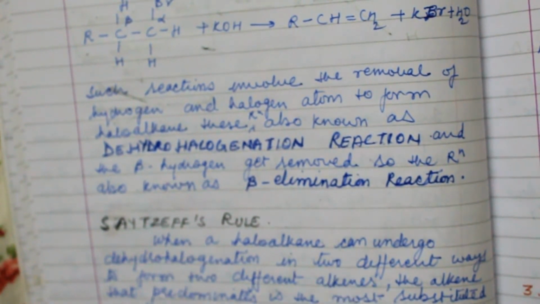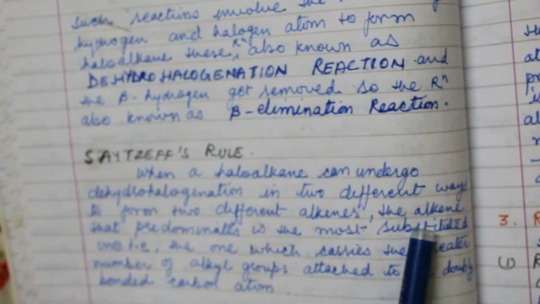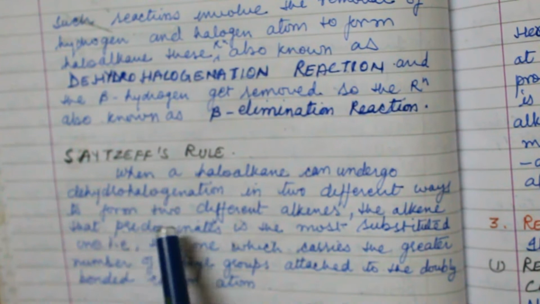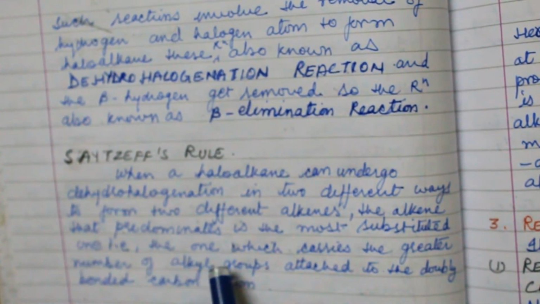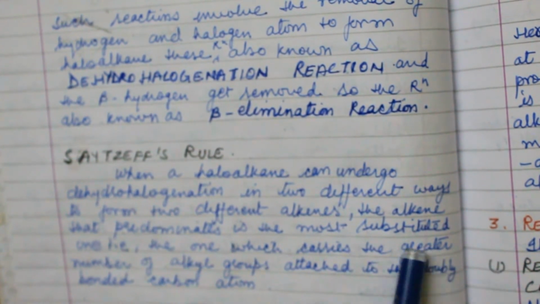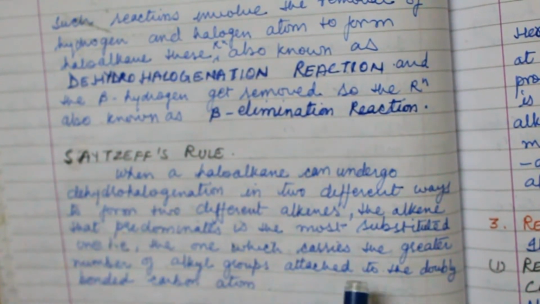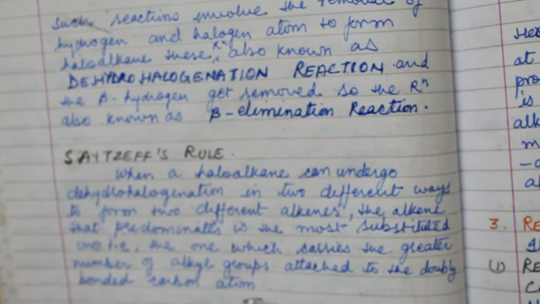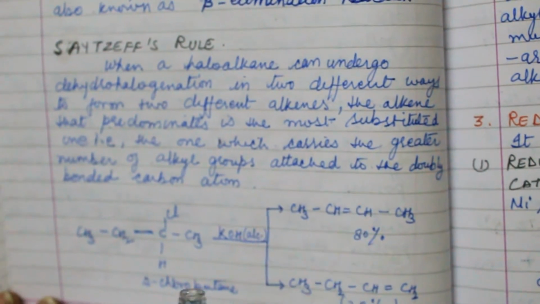Saytzeff's rule says that when a haloalkane can undergo dehydrohalogenation, that is removal of hydrogen and halogen together, in two different ways to form two different alkenes, the alkene that predominates is the most substituted one, that is the one which carries the greater number of alkyl groups attached to the doubly bonded carbon atom, such as this.